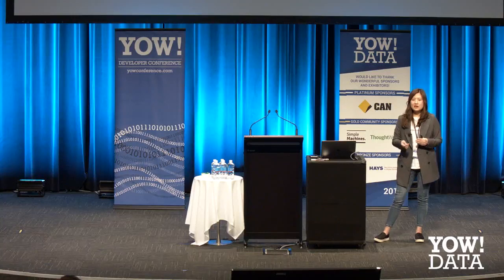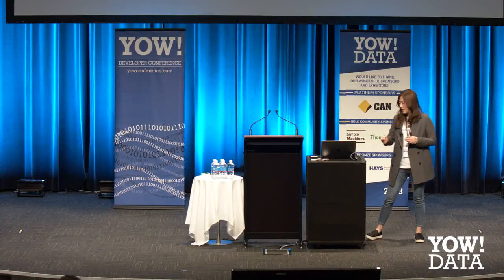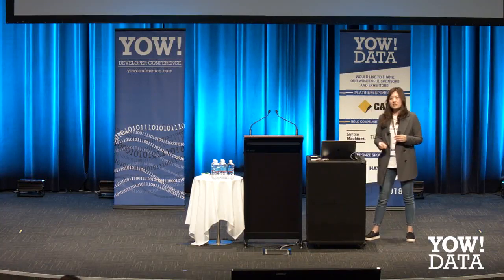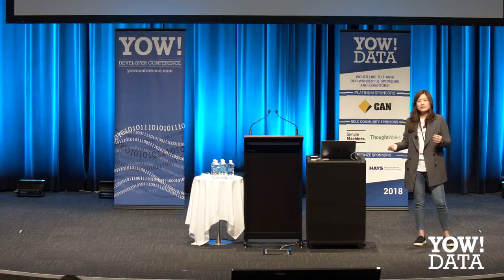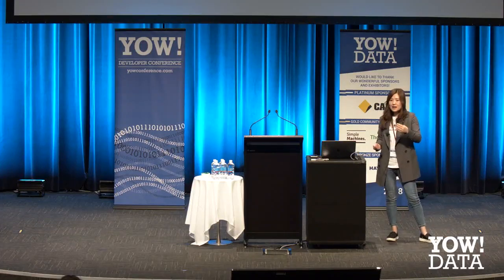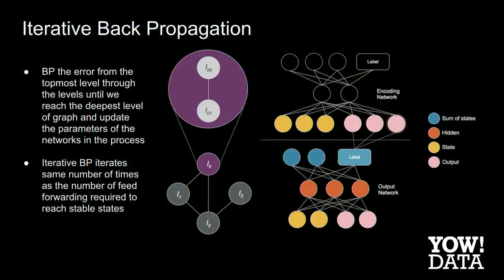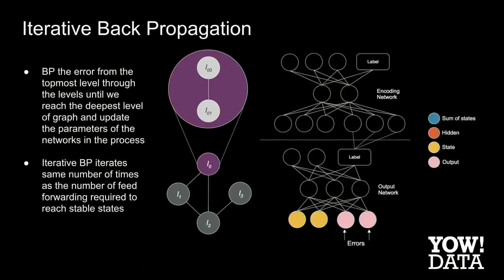So to sum up this process, the iterative backpropagation is after the feed-forward session. The error has been computed and it will be propagated from the output network to the encoding network. And you will see the number of iterations that a back propagation will go through is actually the same as the number of iterations that the feed-forward session required before to reach the stable point.